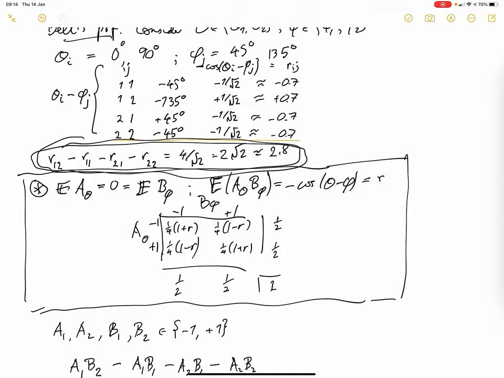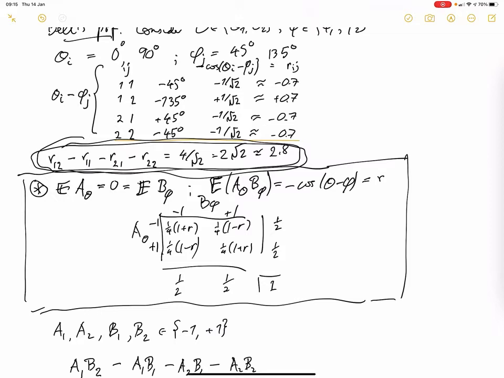The expectation of the product is R. This is enough information to fill in the rest of the probabilities, what the joint probabilities must be. And I've done this already in this little table. The probability they're both equal to -1 is 1/4 of 1 plus R. That's also the probability that they're both equal to +1. The probability of -1, +1 and of +1, -1 are both 1/4 of 1 minus R. And we get this little table of 4 probabilities adding up to 1.